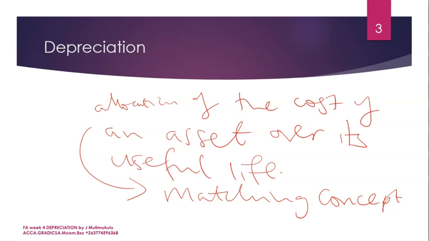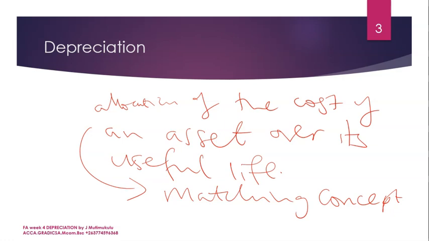The matching concept says that expenses incurred in a period should be matched with the revenue for that period. So let's say you have bought an asset which is going to be in business for 5 years. Would it be logical to expense the whole cost of the asset in the 1 year in which the asset was bought, when we know that this asset is going to be used over the 5-year period? So in the view of the accountant, it is not reasonable or fair to charge the whole cost in one accounting period, but it should be spread over the life of the asset.